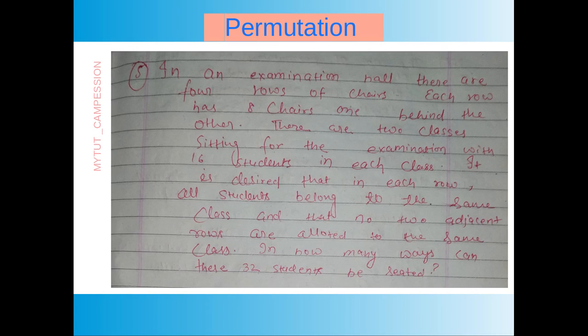In an examination hall, there are 4 rows. Each row has 8 chairs, one behind the other. There are 2 classes sitting for the examination with 16 students in each class. It is desired that in each row, all the students belong to the same class, and that no two adjacent rows are allotted to the same class. In how many ways can these 32 students be seated?